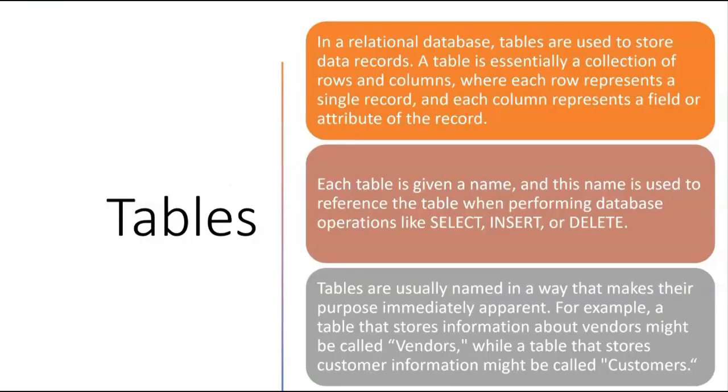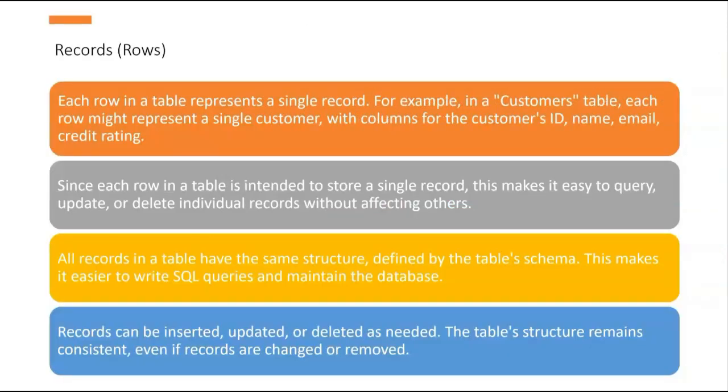In a relational database, tables are used to store data records. A table is essentially a collection of rows and columns, where each row represents a single record, and each column represents a field or attribute of the record. Each table is given a name, and this name is used to reference the table when performing database operations like select, insert, or delete. Tables are usually named in a way that makes their purpose immediately apparent. For example, a table that stores information about vendors might be called vendors, while a table that stores customer information will be called customers. Each row in a table represents a single record.